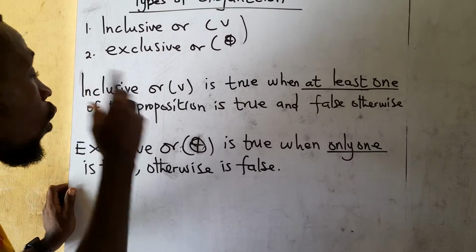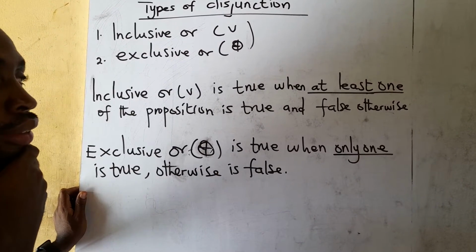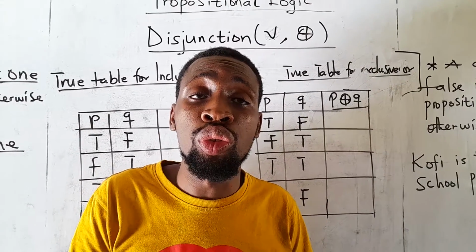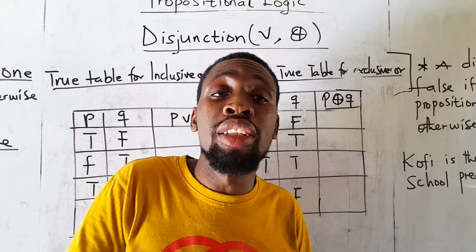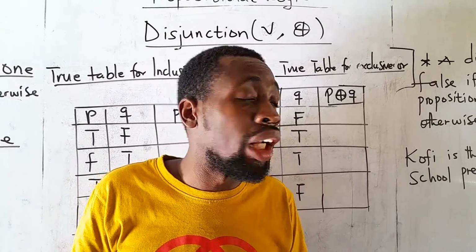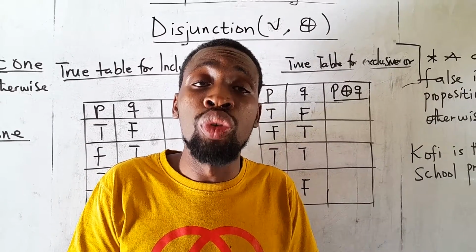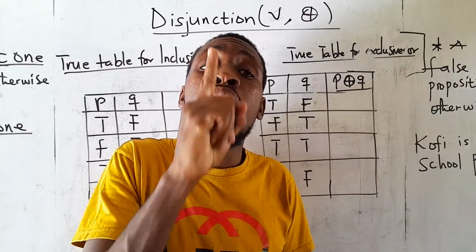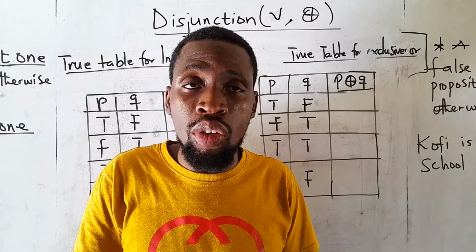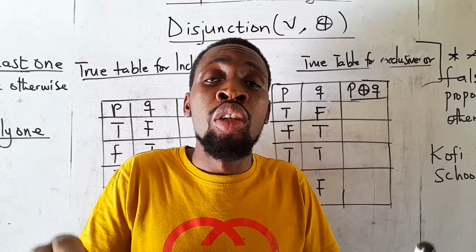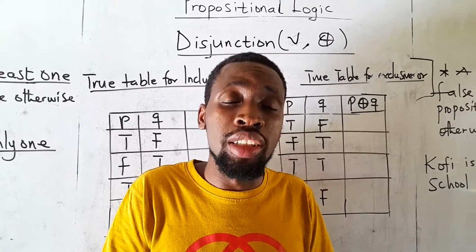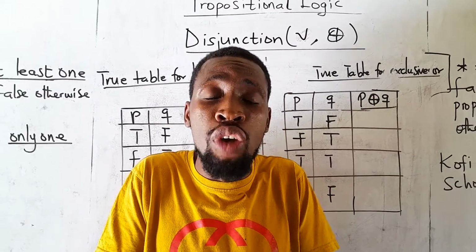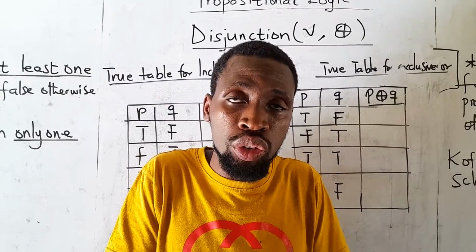So we look at the truth table for both inclusive or and exclusive or and see how they look. Remember we said the inclusive or statement becomes true when at least one statement is true, otherwise it is false. So when one statement is true and the other one is false, the statement is still true. When both are true, it's still true. It becomes false when both are false. But in the exclusive or, it becomes true when only one statement is true. Otherwise, it is false. This implies that when one statement is true and the other one is false, the disjunctional statement is true. But when both are true, it becomes false. And when both are false, it becomes false. I hope you get that.